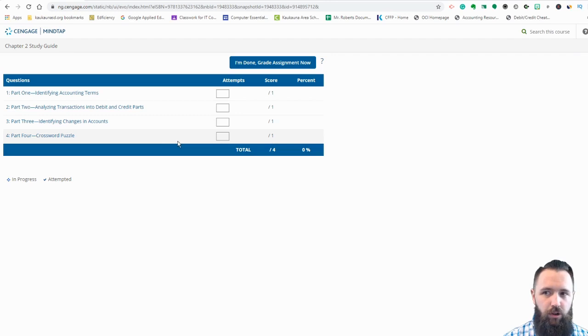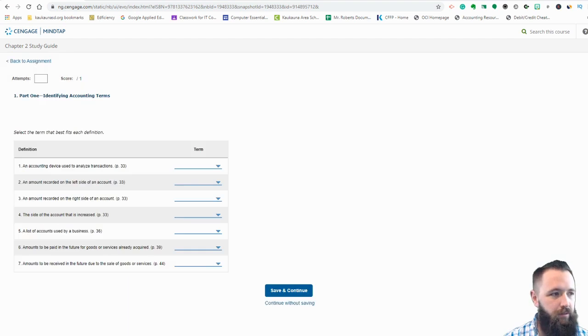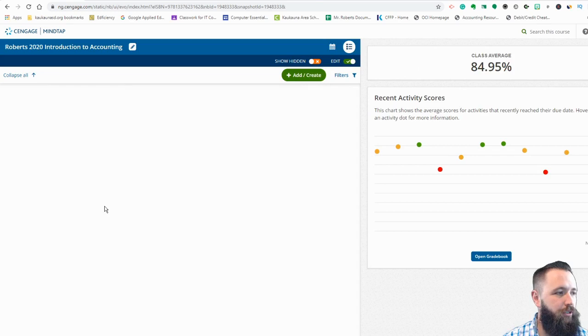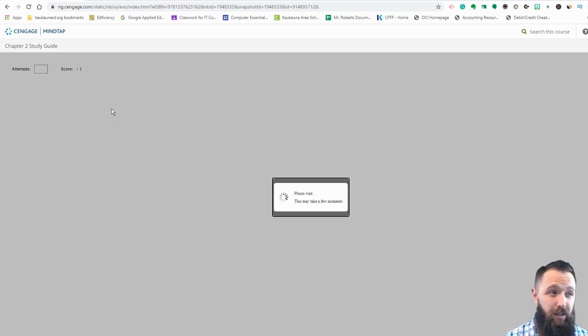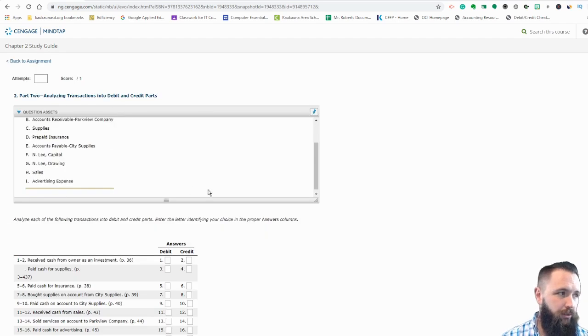Let me pull this open. There's identify accounting terms, which is not like Chapter 1. There's about 7 terms that you need to know. Let's pull it up real quick. There you go, 7, exactly. Shoot, clicked out of it. Then there's analyzing transactions into debit and credit parts, which you can see here.